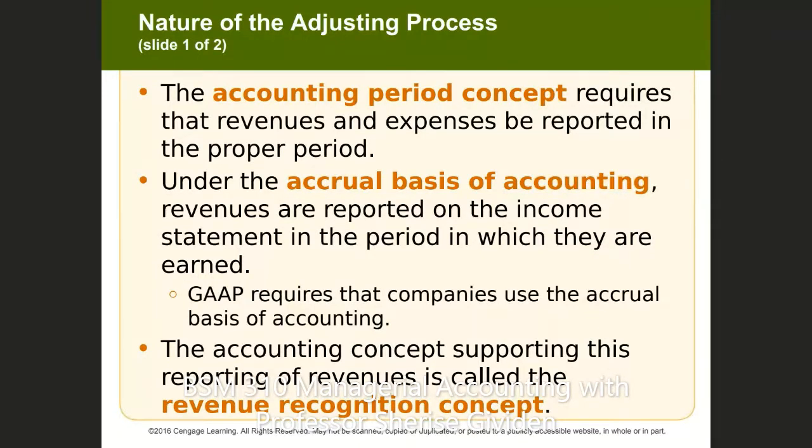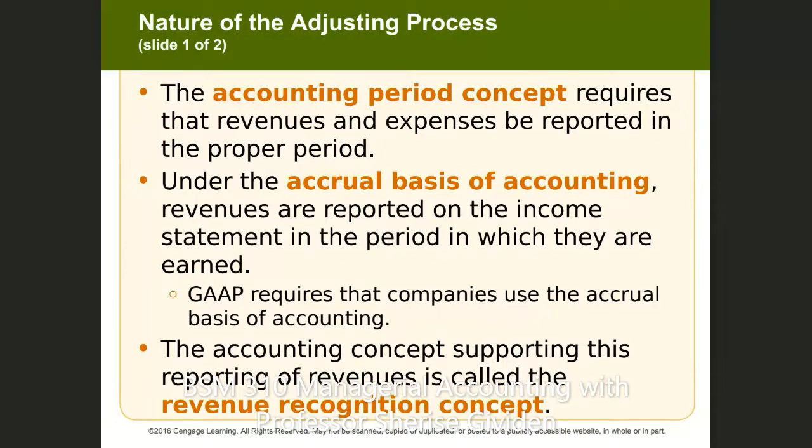The accounting period concept requires that revenues and expenses be reported in the proper period. So basically, if we have our power bill for January, we receive the bill in February, but we still need to record those expenses in January because the expenses occurred in January.